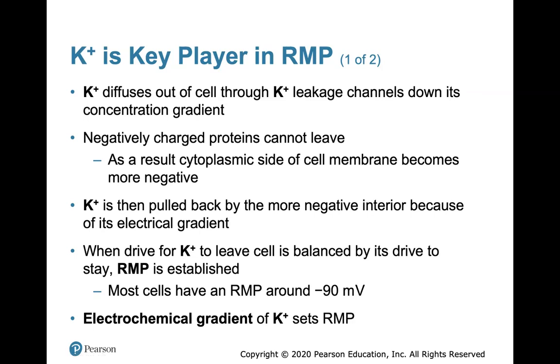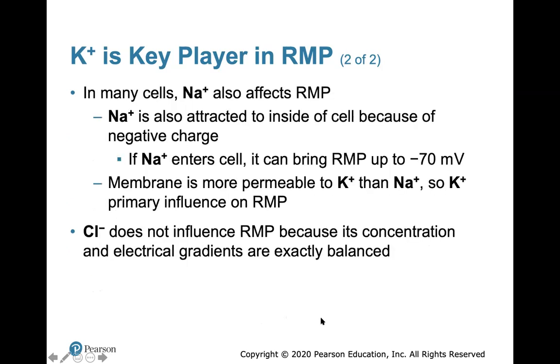The electrochemical gradient of the potassium then sets the resting membrane potential. In many cells, sodium also affects the resting membrane potential because sodium is positive and will be attracted to the negative charge inside the cell. If sodium enters the cell, it can bring the resting membrane potential up to around -70 millivolts. But the membrane is usually more permeable to potassium than sodium, so potassium will actually be the primary influencer on the resting membrane potential.